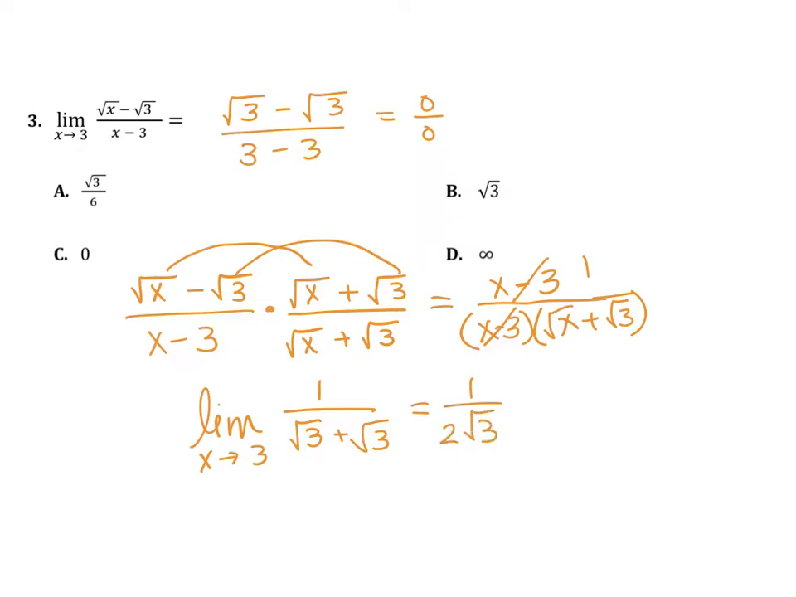So now let's see. Oh no, it doesn't match. We're going to have to rationalize. So let's go back through and multiply top and bottom by root 3. That's going to be root 3 over 2 times 3, and that looks like it's going to be A.